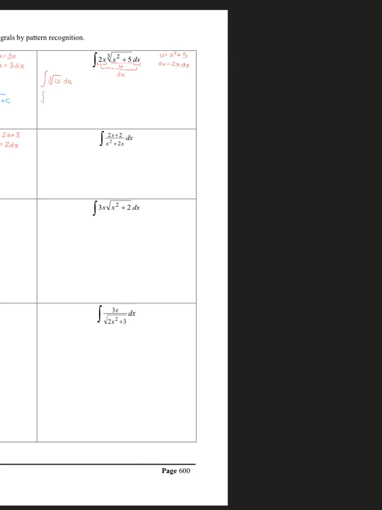Now I'm going to go ahead and rewrite this as a rational exponent, which is u to the 1/3 du. If I integrate u to the 1/3, I get u to the 4/3 divided by 4/3 plus c. Keep, change, flip. 3/4 u to the 4/3 plus c, and then turn it back into terms of x. So 3/4 x squared plus 5 to the 4/3 plus c.